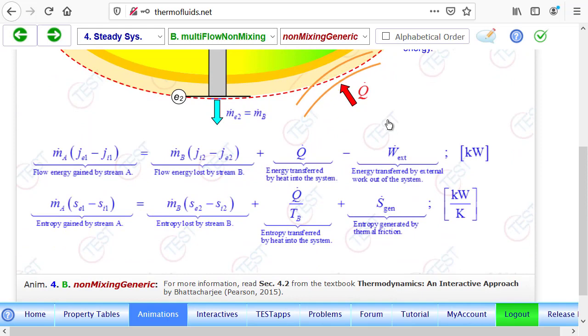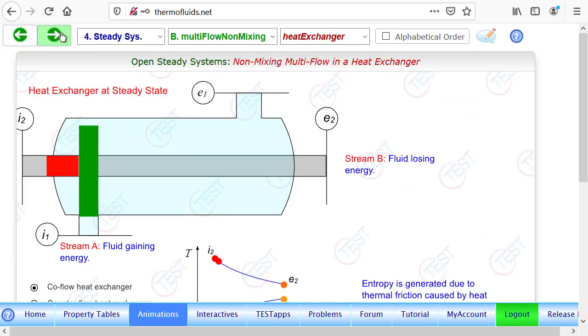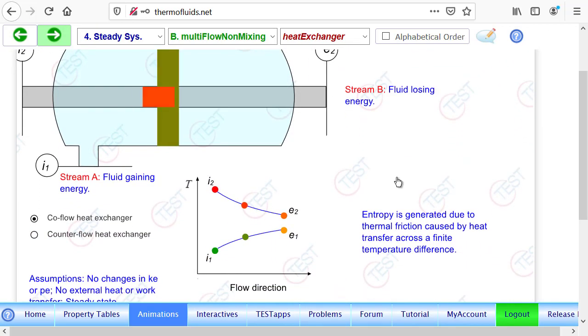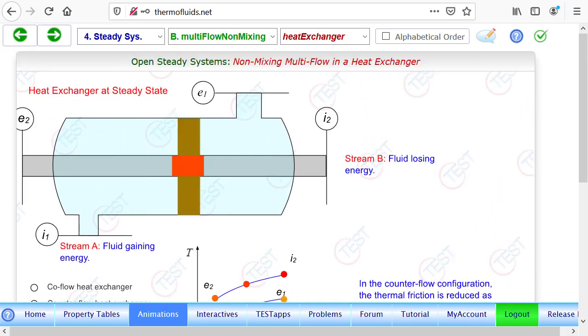Here essentially the mass equation is trivial, but the energy and entropy equations are shown. You can also browse other animations which explain different kinds of heat exchangers. In this case, it's probably a counterflow, or it doesn't matter. The data that is given is sufficient to analyze the system.